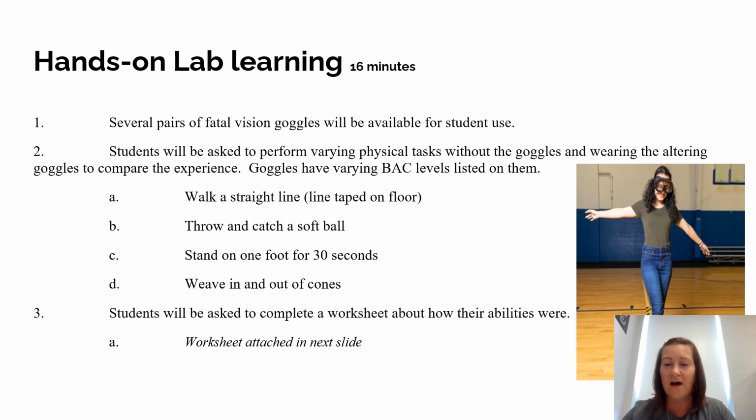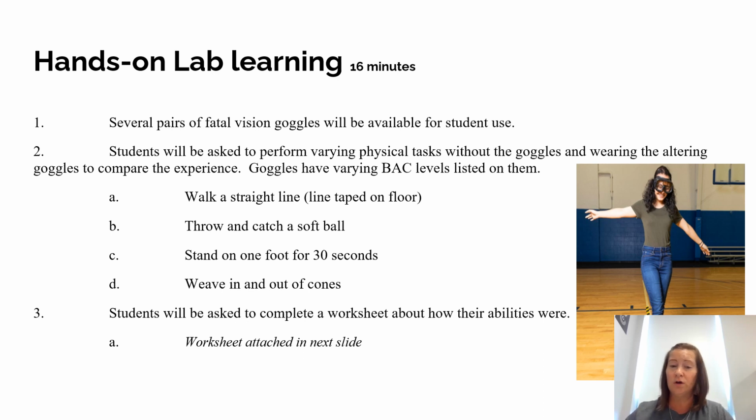I think there's 4 or 5 different levels of them. Students are asked to perform varying physical tasks without the goggles, and then also wearing the altering goggles to compare the experiences. Some of the physical tasks they're asked to do are to walk a straight line, which we would tape on the floor, throw and catch a soft, small dodgeball type thing, stand on 1 foot for 30 seconds, and weave in and out of cones while walking.